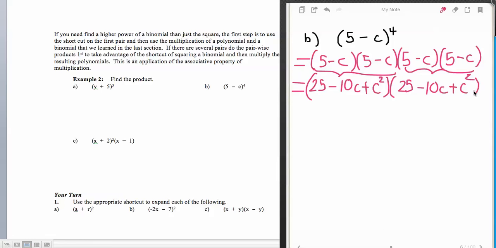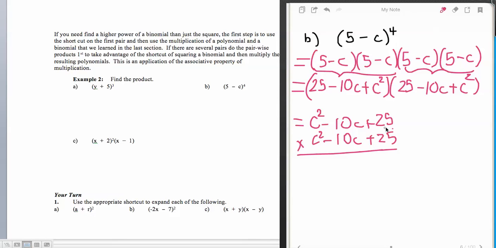Now, because sometimes it confuses us a little bit to have the constant first and the variable last, we can make this look like c squared minus 10c plus 25 as well, right? And that makes it less confusing for us. And I'm multiplying that thing by itself, aren't I? So I'm going to be multiplying it by c squared minus 10c plus 25. And I can use long multiplication in order to get that accomplished.